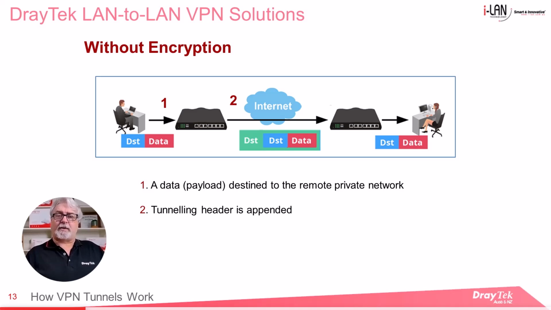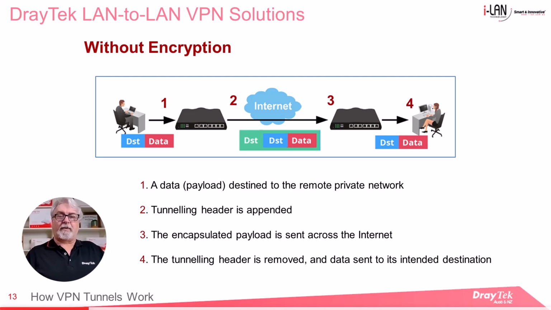You could imagine it as a man putting the data into a locked briefcase handcuffed to his wrist. This encapsulated payload is sent across the internet to the destination router in step 3. The man travels to point B. And finally, the tunneling header is removed, that is, the briefcase is unlocked and opened by the destination router and the data payload is sent to its final destination in step 4.